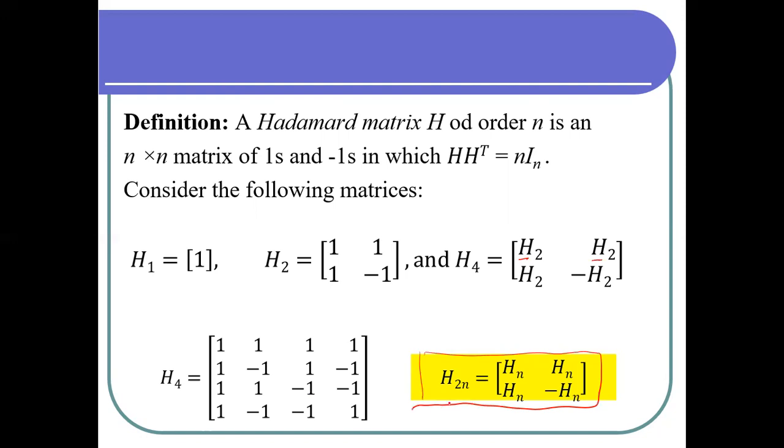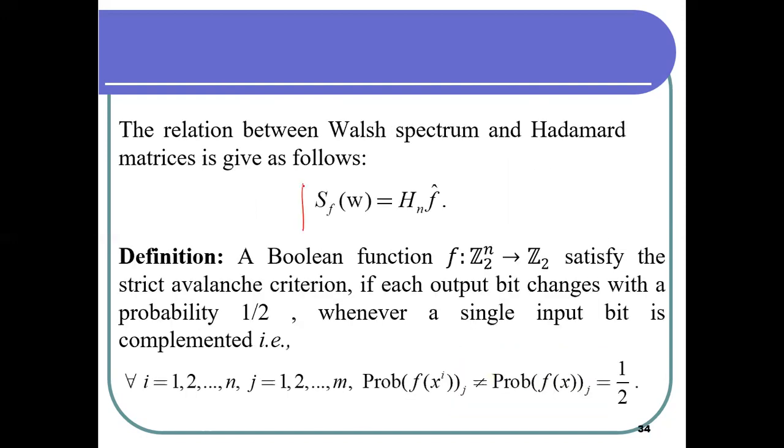So dear students, if I multiply the n by n Hadamard matrix with the sign function of any Boolean function, then in that way I can also get the Gauss spectrum of that Boolean function. This is one of the methods which will be utilized in our next lectures.